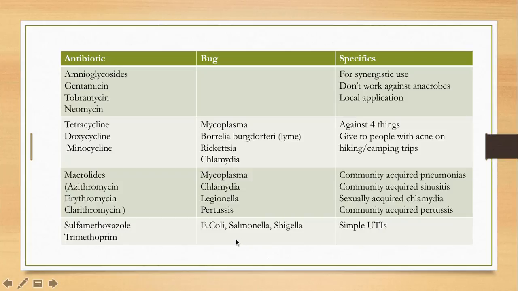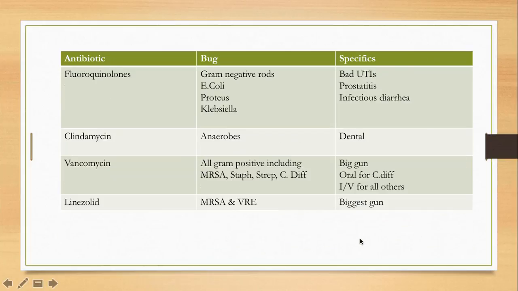So this will cover your E. coli and Salmonella and Shigella. So simple UTIs will get better with it. Sometimes simple sinusitis and some of the other infections will also get better with it. We don't use them as much anymore, but there's definitely a big role for them for simple infections. Then the last is about some of the stronger antibiotics, your fluoroquinolones.